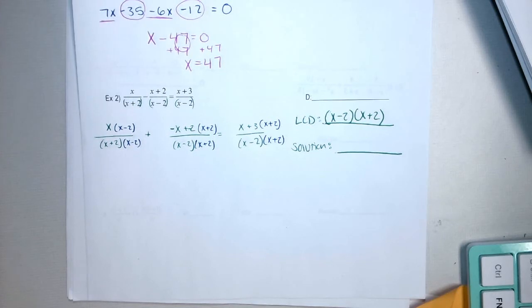Okay, so knowing that, y'all, what do we do once we have denominators that match? We cancel the denominator, okay? Once we cancel the denominator, what do we do to the top?